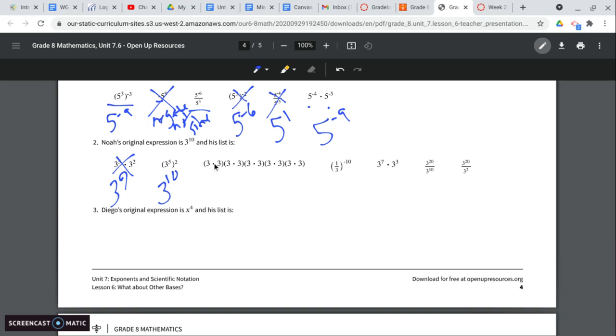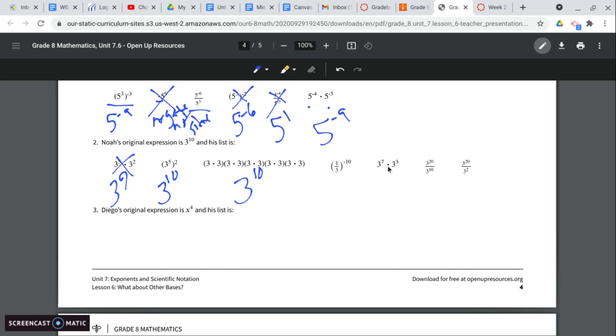Here we have 3 times 3 times 3 times 3 times 3 times 3 times 3 times 3 times 3 times 3. Lots of 3s. We have 1, 2, 3, 4, 5, 6, 7, 8, 9, 10. We have 10 of them though. So this is 3 to the 10th. Here we have 1/3 to the negative 10th. If we take 1/3 to the negative 10th, is that going to give us the same thing as taking 3 to the 10th power? Interesting enough, it will. So that one ends up working.